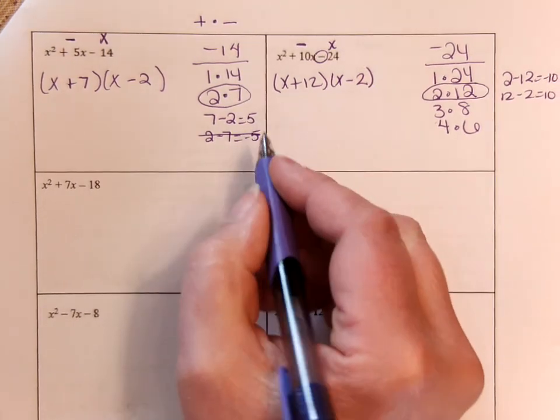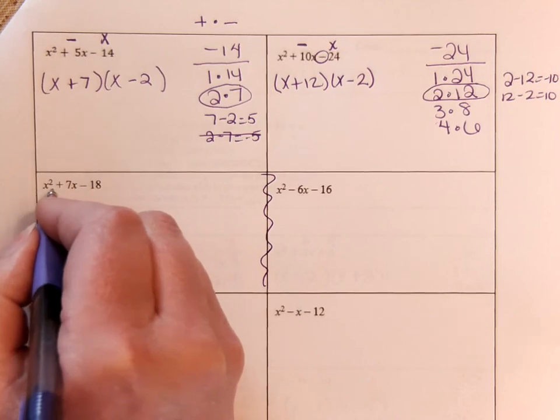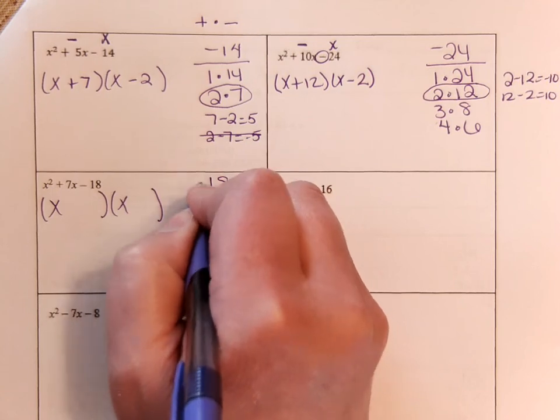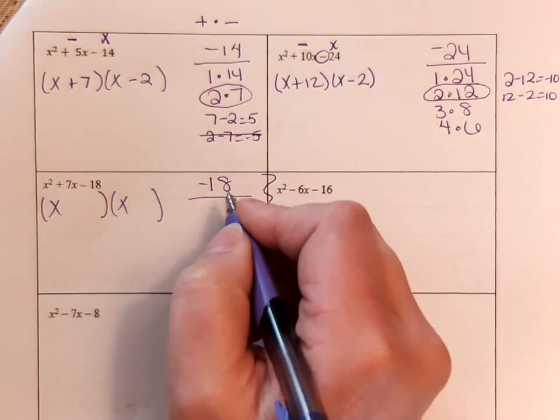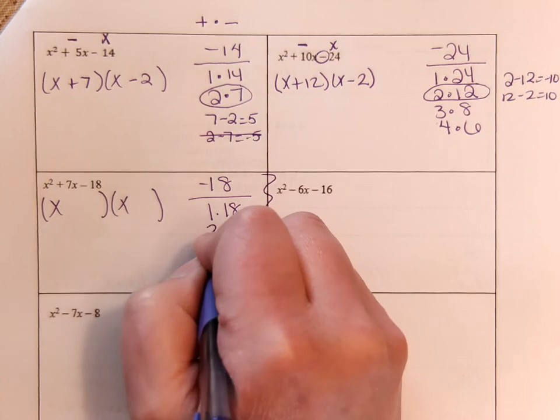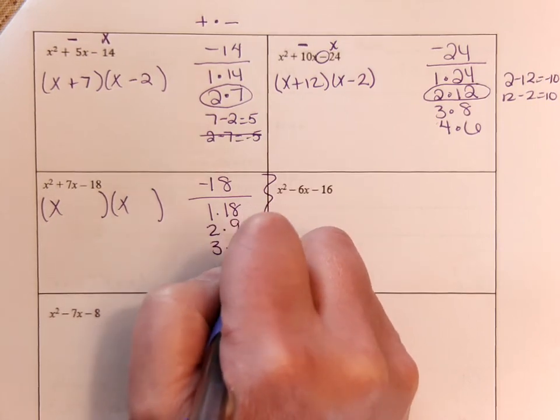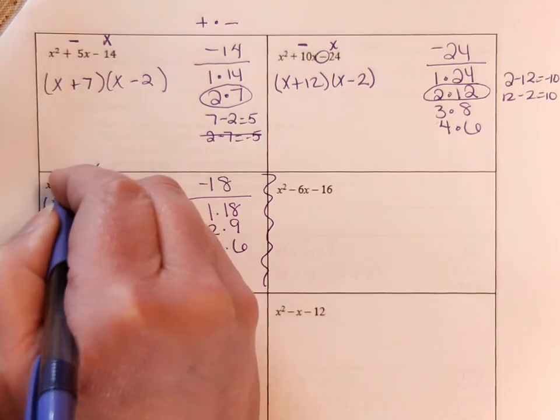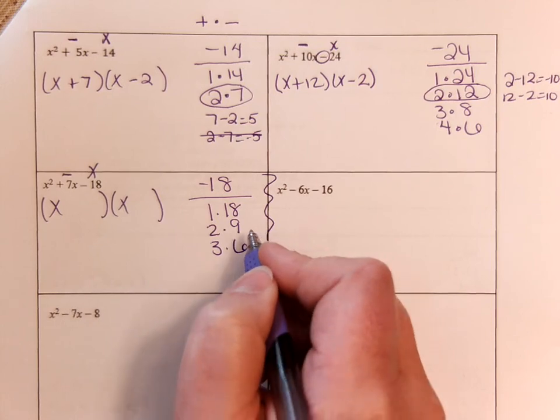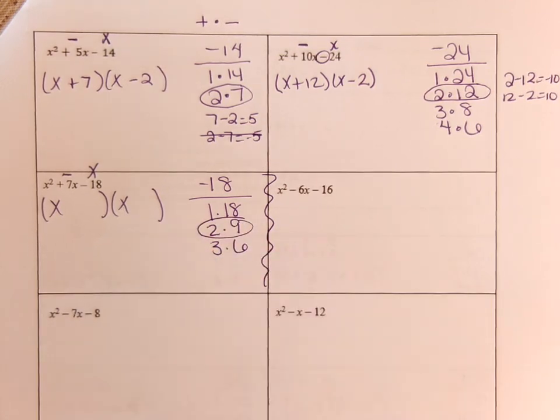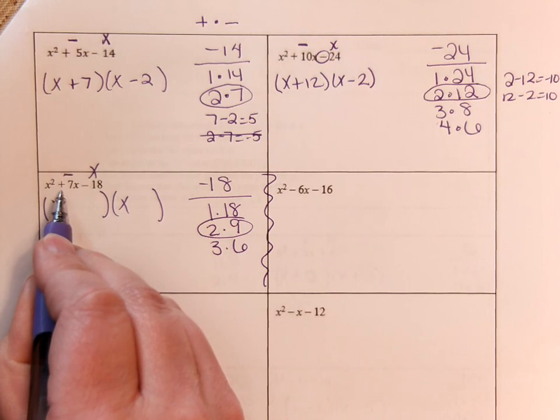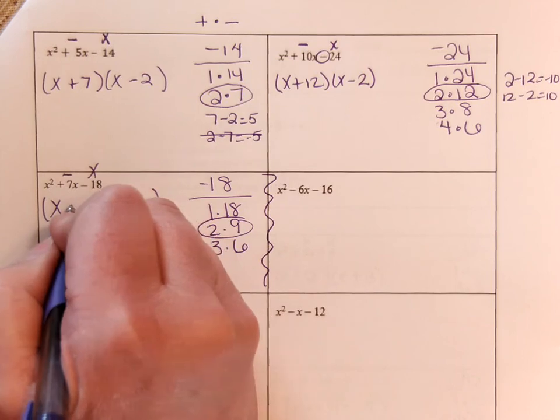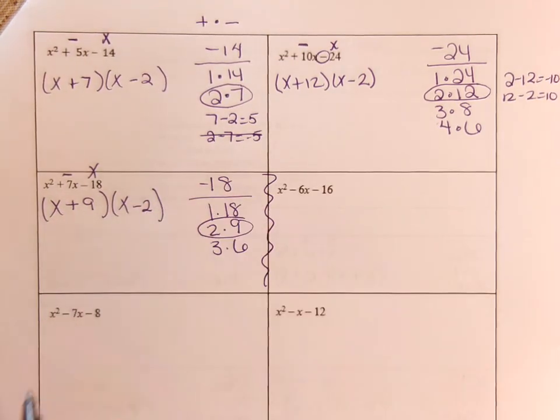Let's try one more. We have x squared plus 7x minus 18. So we're going to take that negative 18 and we're going to find our pairs. So 1 times 18, 2 times 9, 3 times 6. And which pair will subtract to give us 7? That is going to be 2 times 9. And again, we want a positive 7. So we're going to want to do 9 minus 2. So plus 9 minus 2.